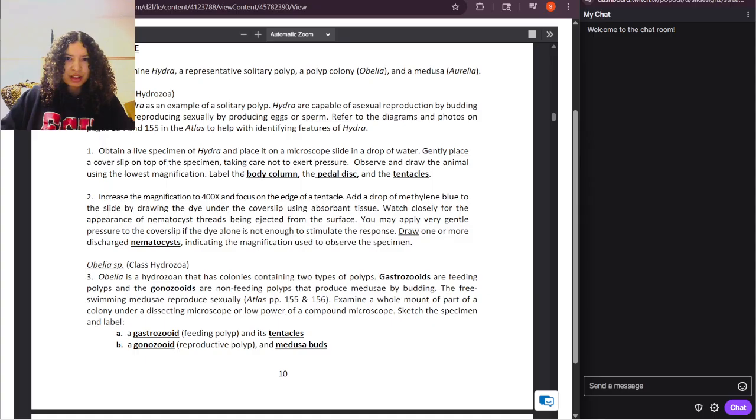So, body column, pedal disc, and tentacles. What is a body column and a pedal disc? Let's see.